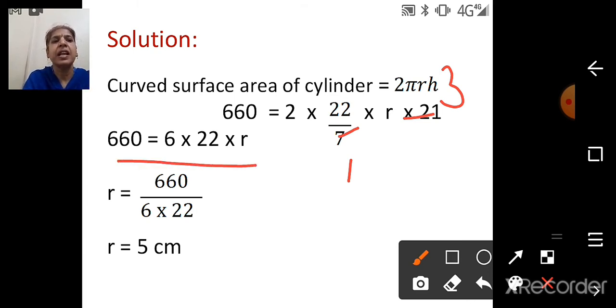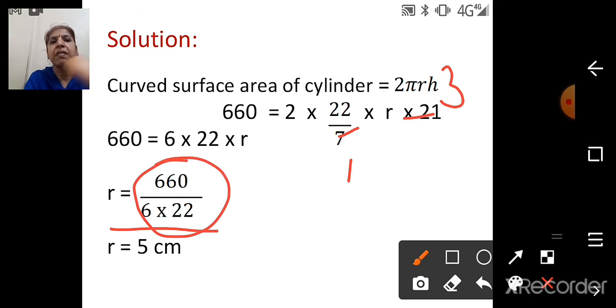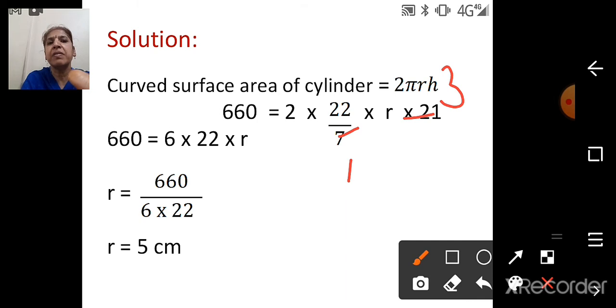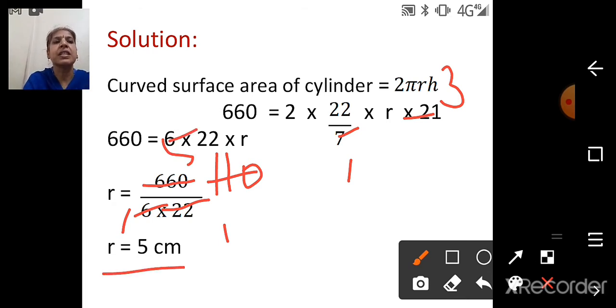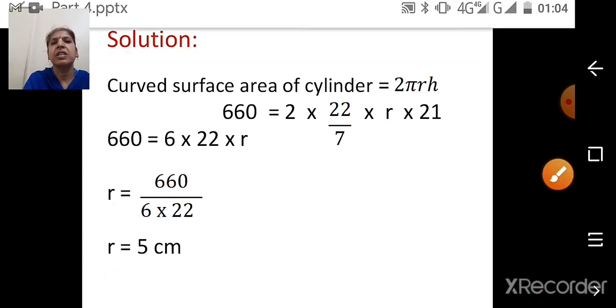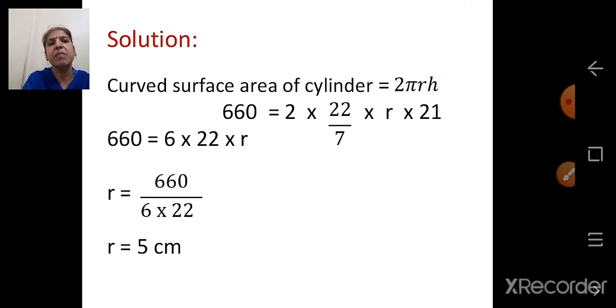Then we have to find r. So r is equal to, now you know that 6 and 22 are going to the other side of equality, so they will become divide by. So 660 divided by 6 into 22. Now this is simple division. 6 ones are 6, 6 11s are 66 and 1 zero is there, so 110. Then you can divide, 22 ones are directly, 22 5s are 110. So radius is 5. So this is the way we have got the answer, radius 5 centimeter.